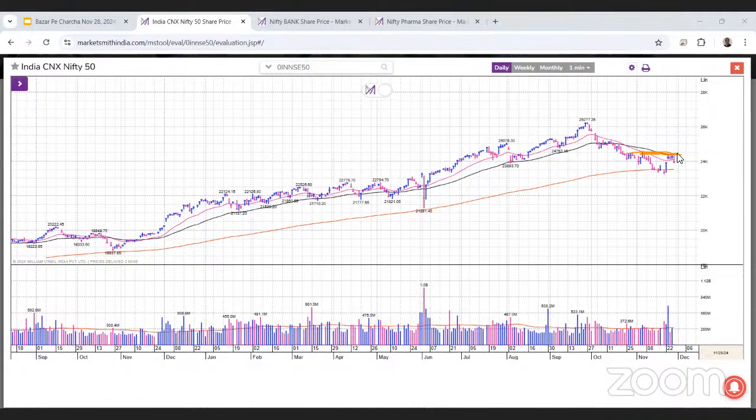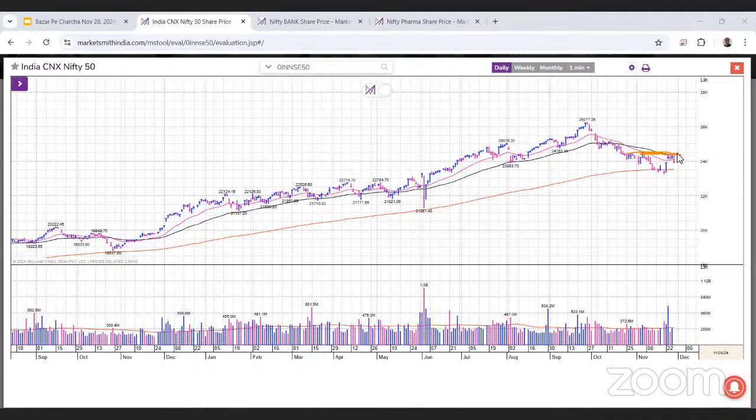But yes, at least from the pattern that emerged recently, it must cross at least this 24,400, 24,450 zone to turn bullish from the current level. But now the way it has fallen today after this inflation data in the US economy.